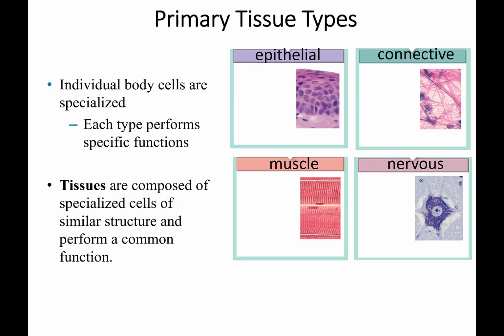In our body, we have 4 different types of tissues. We have epithelial tissues, connective tissues, muscle tissues, and nervous tissues. And in this chapter, we will look at how to identify these tissues, where you can find them in your body, and what exactly they do for you.